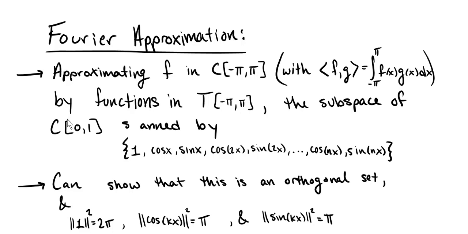We want to approximate functions that are continuous on negative pi to pi by functions in this new subspace T of negative pi to pi. It's the subspace of C of negative pi to pi, the space we're starting with, that is spanned by these vectors: 1, cosine x, sine x, cosine 2x, sine 2x, all the way up through cosine nx, sine nx. Right? This is a very specific subspace of these continuous functions. And Fourier approximation says, well, how can we approximate f using these types of functions? Right? These different modes of sine and cosine.